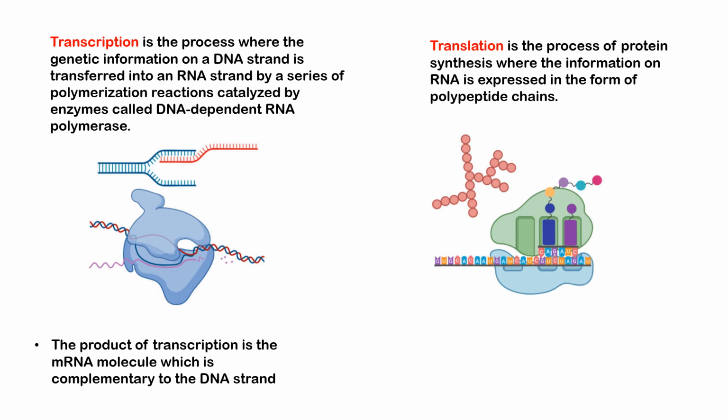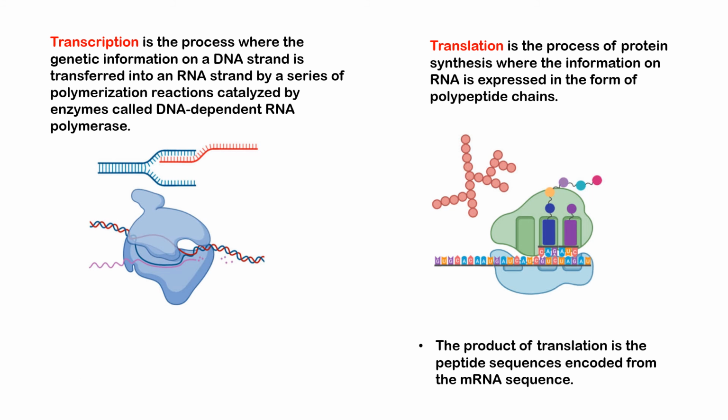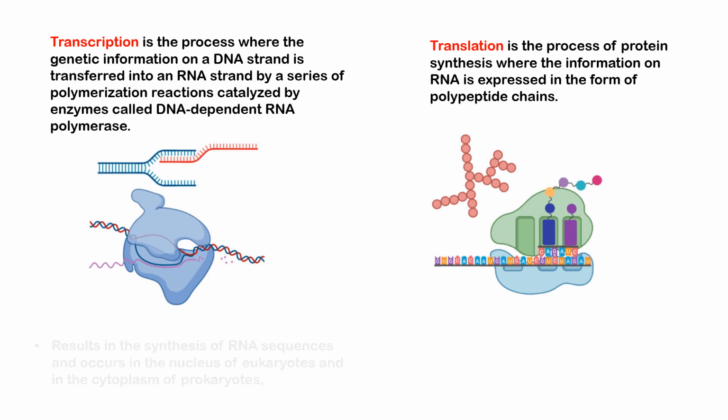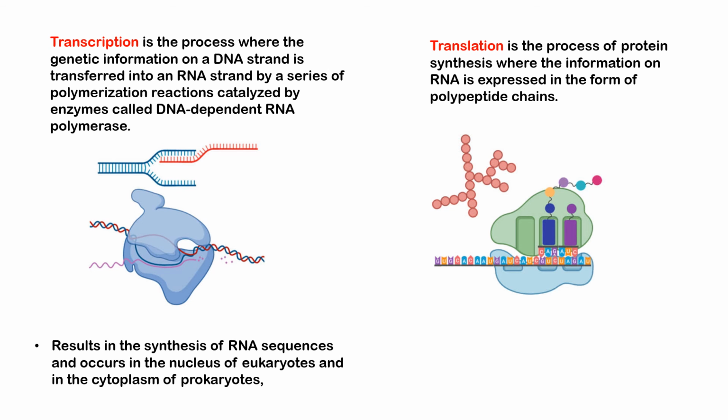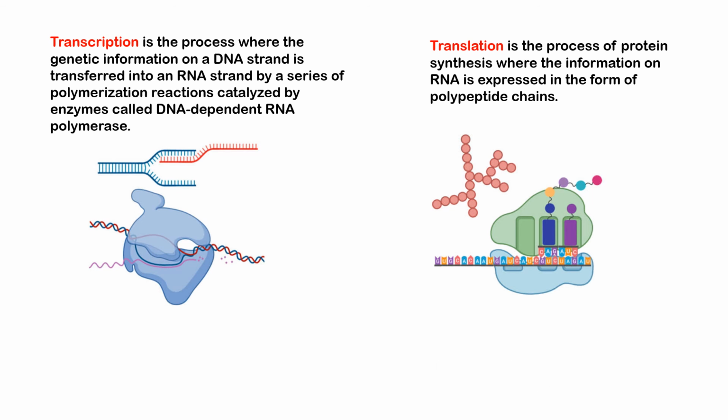The product of transcription is the mRNA molecule, which is complementary to the DNA strand. And the product of translation is the peptide sequences encoded from the mRNA sequence. Transcription results in the synthesis of RNA sequences and occurs in the nucleus of eukaryotes and in the cytoplasm of prokaryotes. Translation results in the synthesis of proteins and occurs in the cytoplasm of prokaryotes and in the ribosomes on the endoplasmic reticulum in eukaryotes.